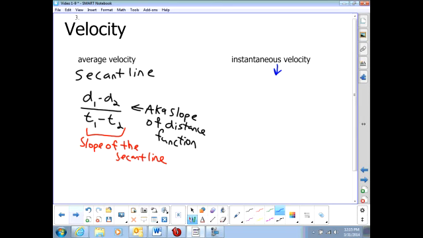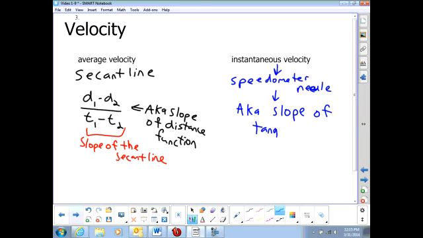Now the instantaneous velocity, that's at any given instant. So if you look at your speedometer, that's what it says at that time. So this would be whatever the speedometer needle would say. So on your car at any instant, if you look at the speedometer needle, that's your instantaneous velocity. What we have mathematically, that's the slope of the tangent line. And this is what we're going to be working with mostly, the slope of the tangent line.